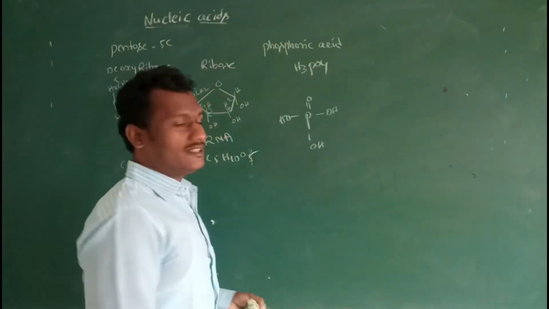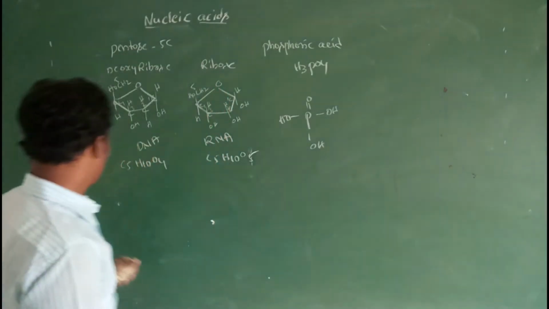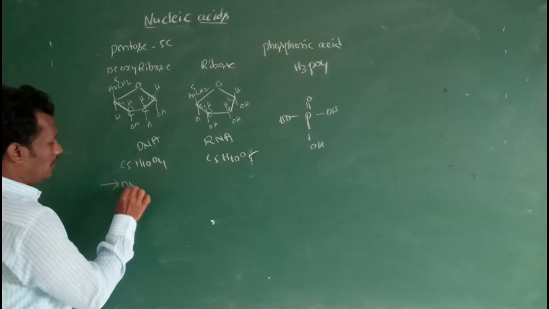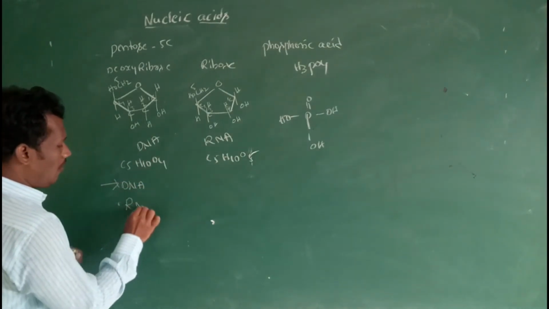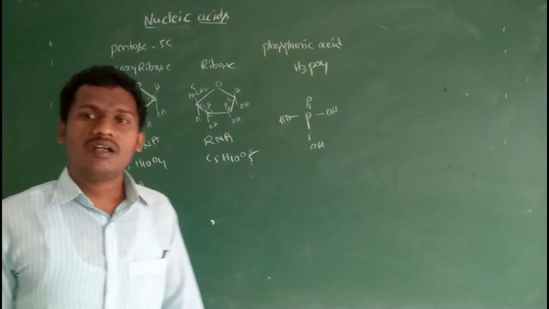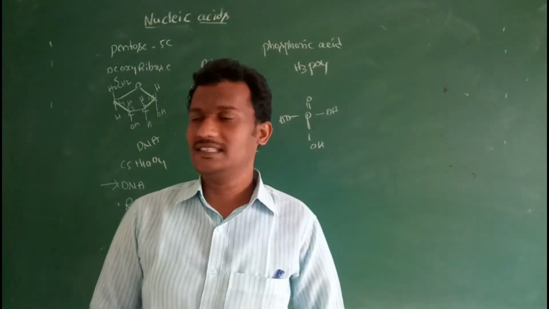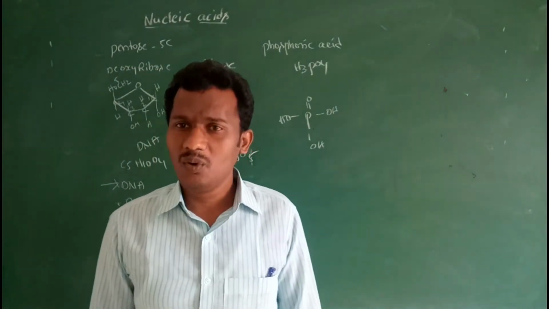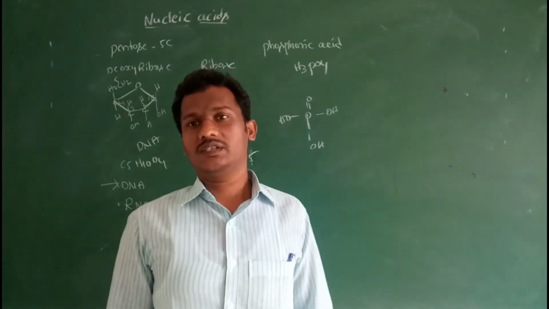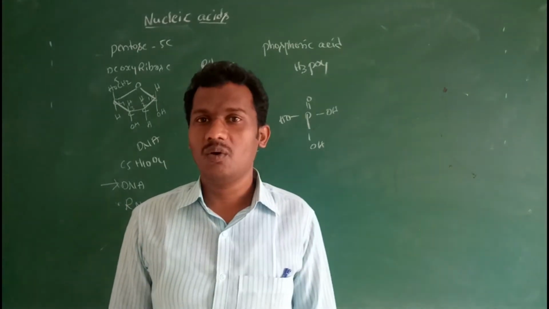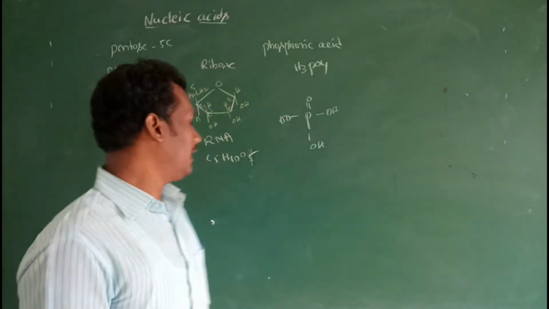So nucleoside and nucleotide. Nucleic acids are generally 2 types: DNA and RNA. DNA means deoxyribonucleic acid. RNA means ribonucleic acid. So first, coming to DNA, deoxyribonucleic acid.